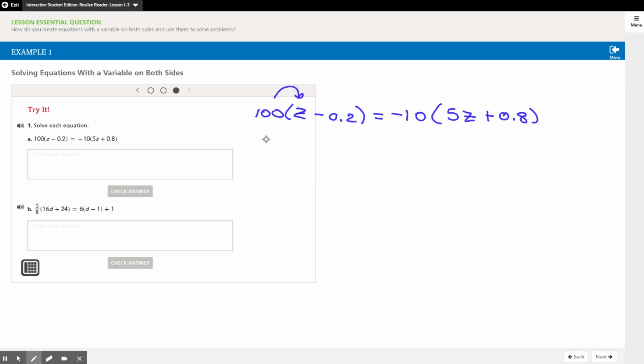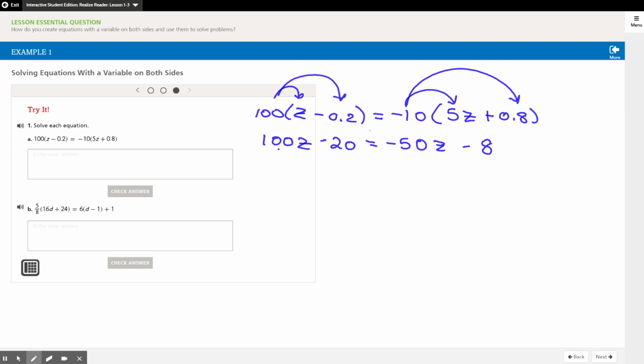Now 100 times z gets us 100z. 100 times negative 0.2 gets us a negative 20. So negative 20 is really minus 20. Negative 10 times 5z gets us negative 50z. And then negative 10 times 0.8 or 0.80 would get us negative 8.